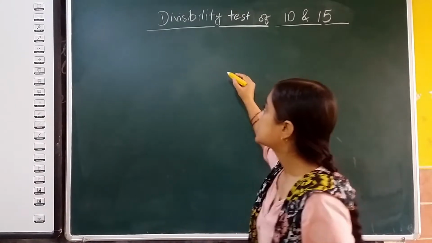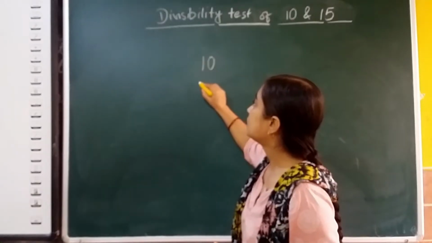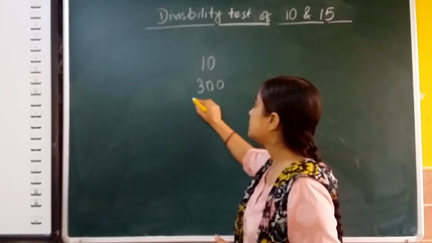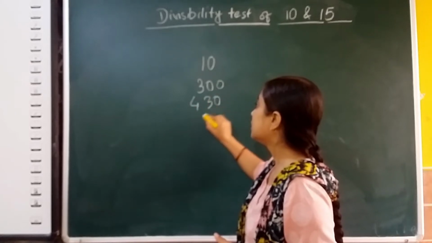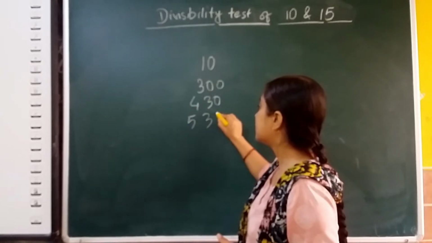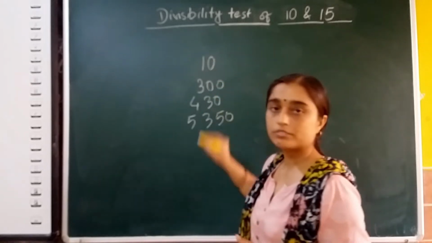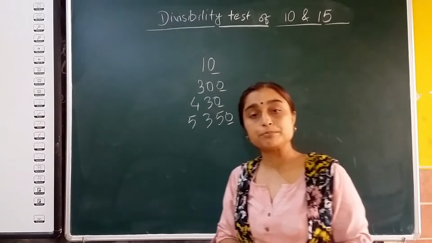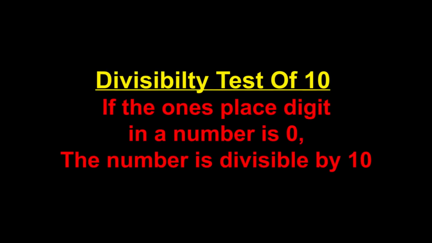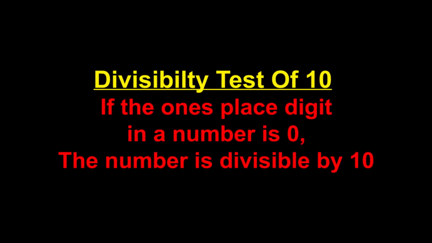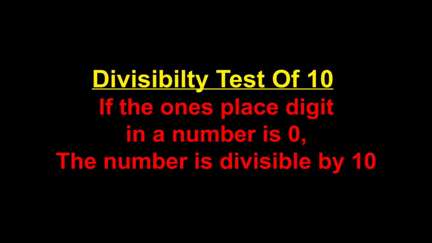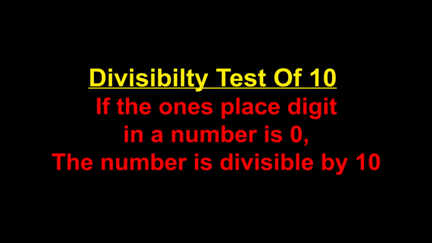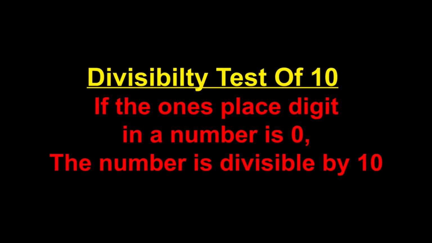Okay, then numbers like 10 or 30 or 300 or 430 or 5350 or whatever, if the ones place is 0, that number is divisible by 10. So, if the ones place digit in a number is 0, the number is divisible by 10.